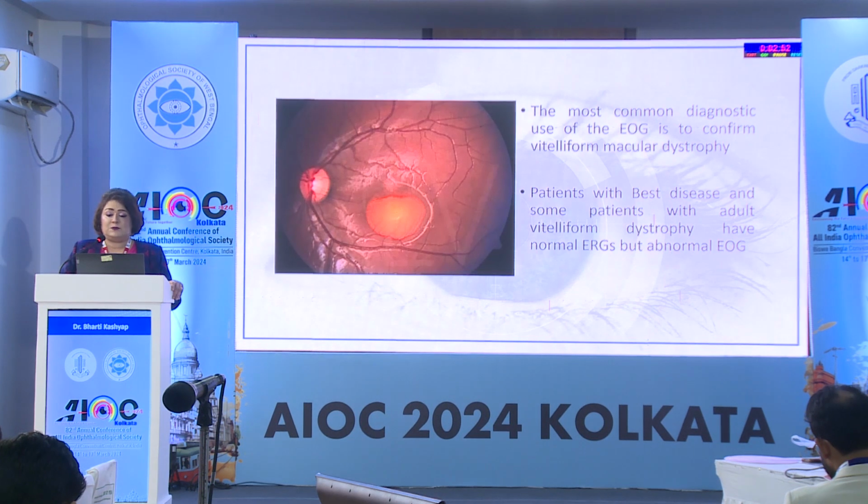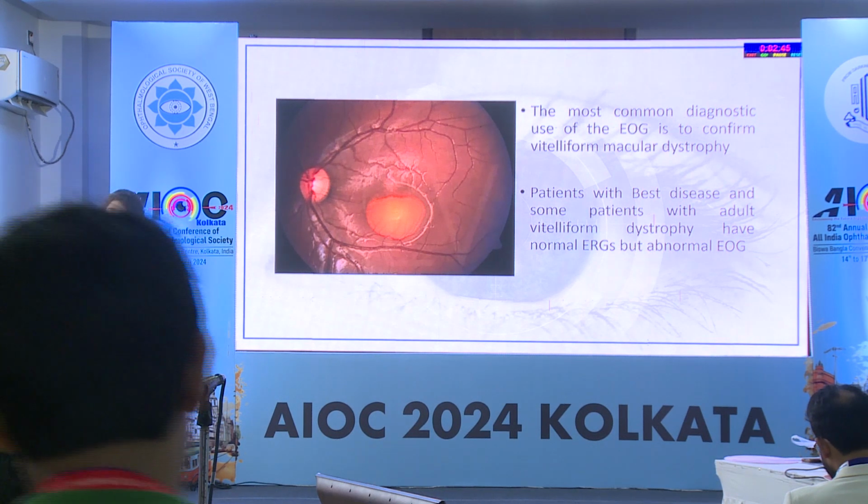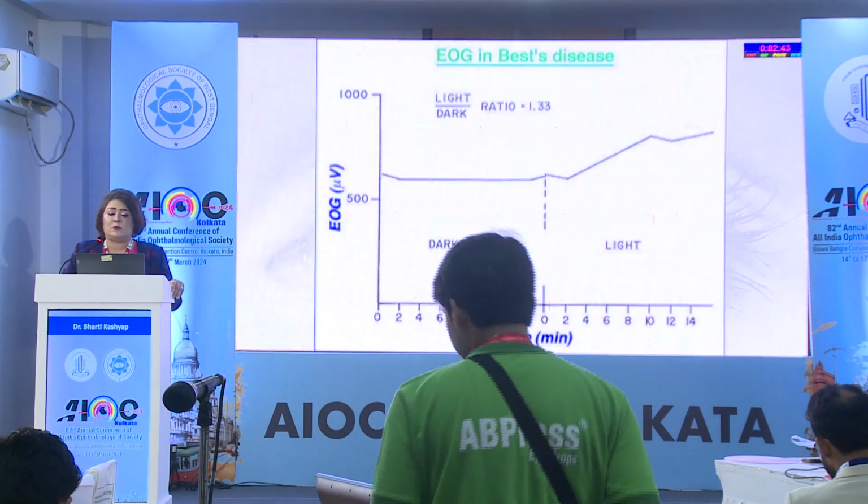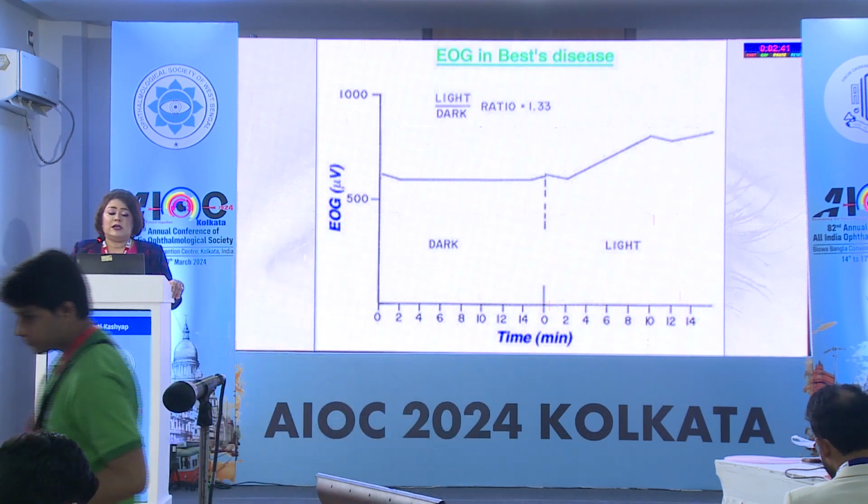Now, a few clinical tips. The most common diagnostic use of EOG is to confirm vitelliform macular dystrophy. Patients with Best disease and some patients with adult vitelliform dystrophy have normal ERG and abnormal EOG. You can see here the EOG is reduced.